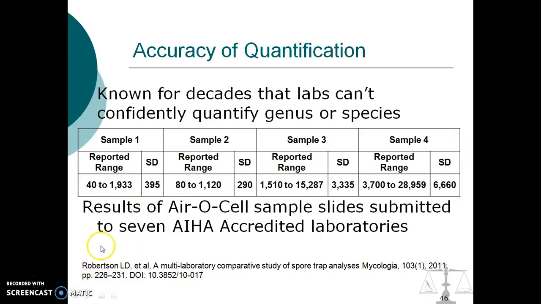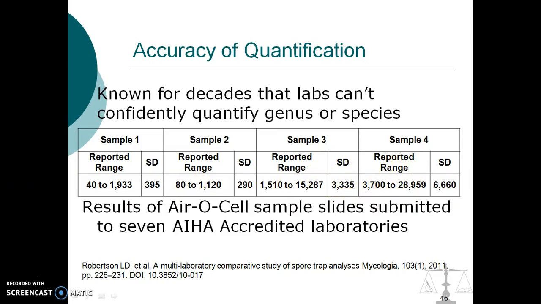So in this particular study by Robertson, we've got an example of 4 samples submitted to 7 different AIHA accredited laboratories. The laboratories, they're not doing anything wrong. But in the case of sample number 1, for example, we see that the low reported at 40 spores per cubic meter of air. Another lab said, no, there's 1,933. Everybody else was in between those two. For sample number 4, we see that the low value was 3,700, high value was 30,000. Everybody else was somewhere in between there. The standard deviation is huge on each one of these.